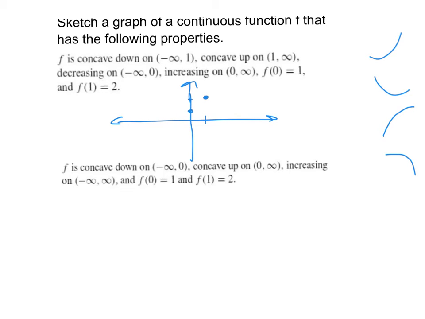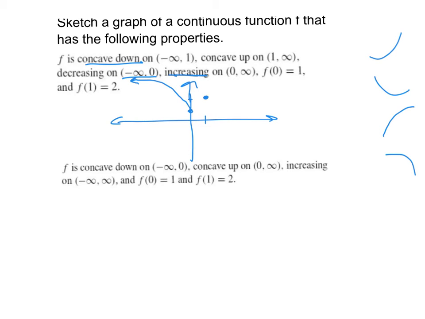All right, so I got 2 points. So it's concave down from negative infinity to 1. But it's decreasing negative infinity to 0. So we've got decreasing concave down, decreasing concave down, like that. But then from 0 to 1, we have still concave down, but it's increasing.